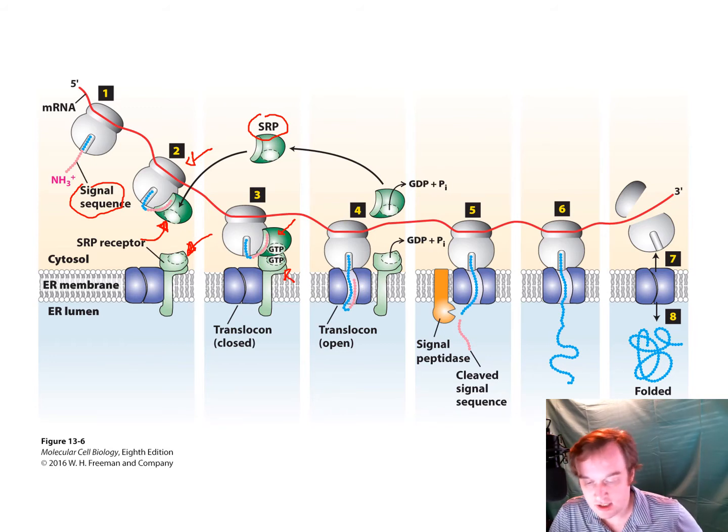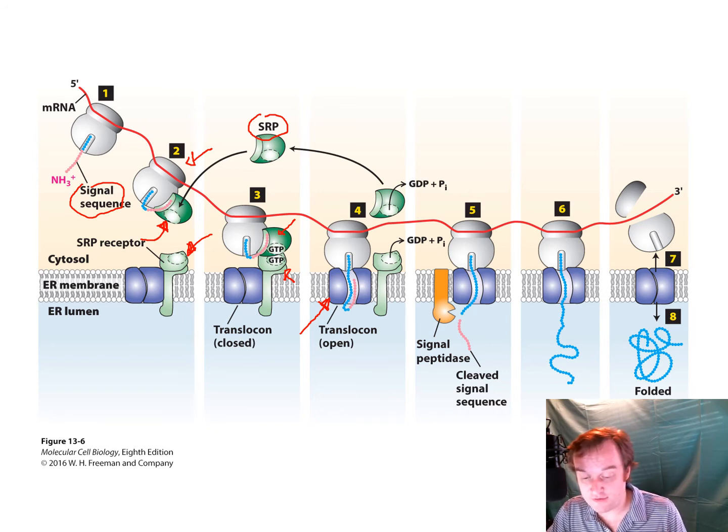In step 4, we have the transfer of this growing polypeptide chain to the translocon, which is this transmembrane protein complex here that is a pore into the ER. And the GTP will be hydrolyzed in both of those cases to GDP, giving off a phosphate group as well, and that unbinds those two as well.